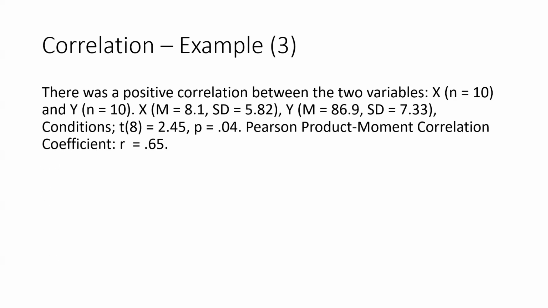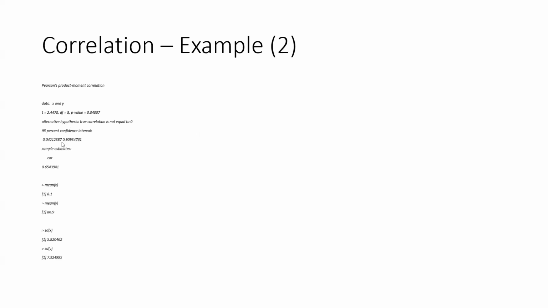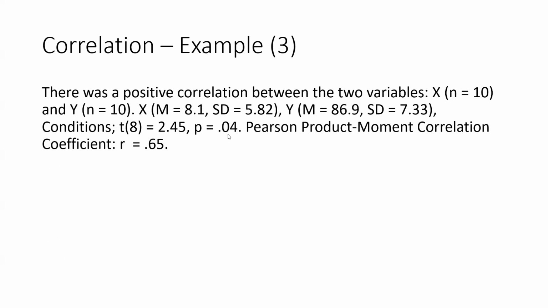And here's how we would state a correlation outcome. So there was a positive correlation between the two variables. X, you have the number of observations, which was 10. Y, the number of observations is 10. Here's X, here's the mean and standard deviation, similar to that of the t-test. Y, mean and standard deviation. Conditions, here's our degrees of freedom. All right, here is our t-value right there. Here's our p-value, which is less than 0.05.